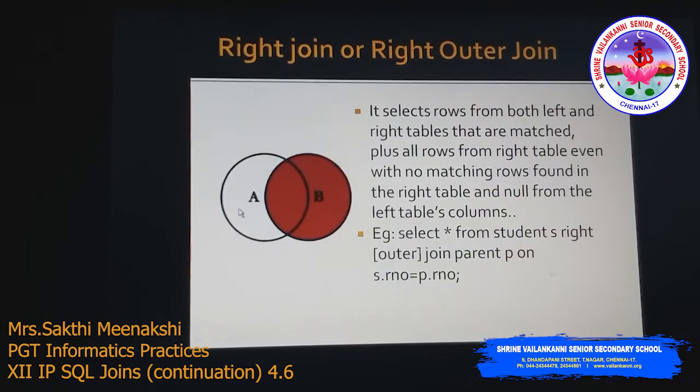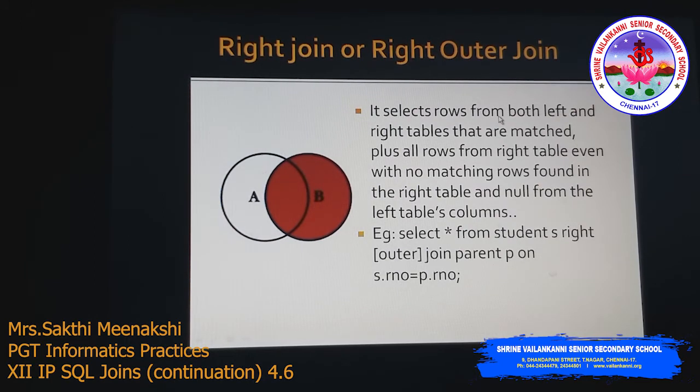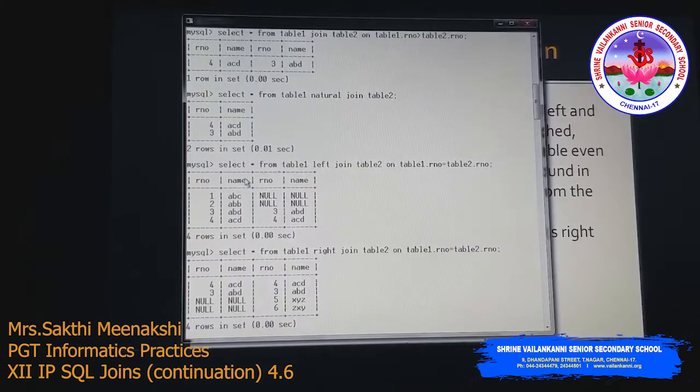Okay, so next one we have right join. So this is just opposite of left join, all the values from right table. So it selects rows from both left and right tables that are matched, the common records from both tables, and plus all rows from right table even with no matching rows found in the left table, and null from the left table's columns. So if there is no matching value in the left table, then null will be written.